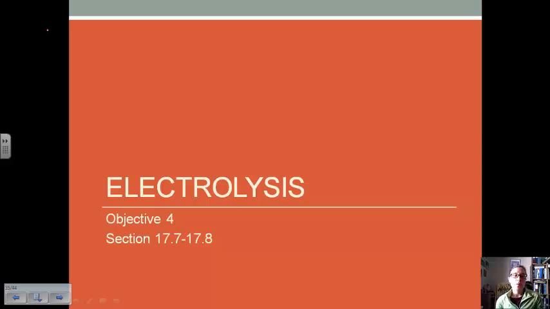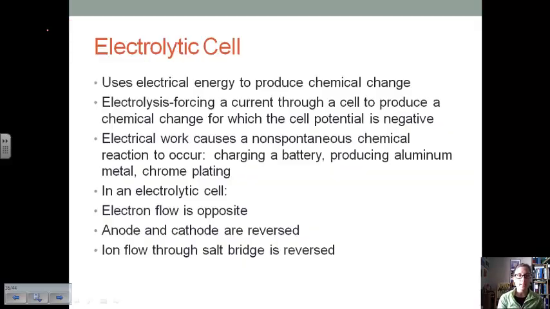Okay, hello. So we're going to continue with our discussion of electrochemistry, and we're finishing up this chapter talking about electrolysis. So far we've been talking about galvanic cells and standard reduction potential and how to do calculations within that. And now we're going to look at electrolysis, which is almost the reverse of a galvanic cell. So we're going to talk about an electrolytic cell.